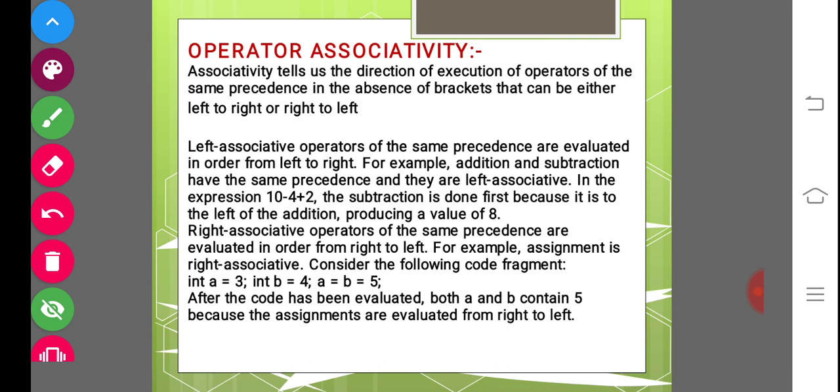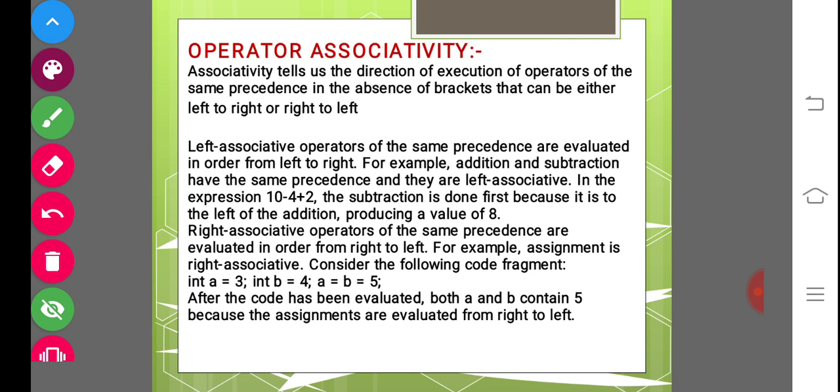Why is the subtraction done first? Because it comes first in the expression. As it comes first, it will be solved first because minus and plus have the same priority. So the subtraction is done first because it is to the left of the addition, producing a value of 8.